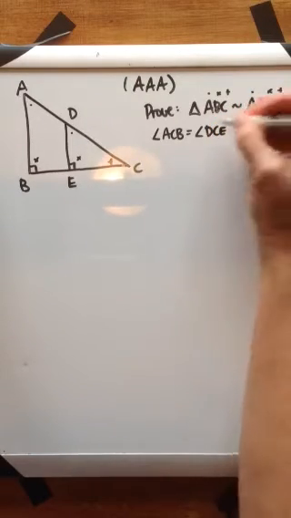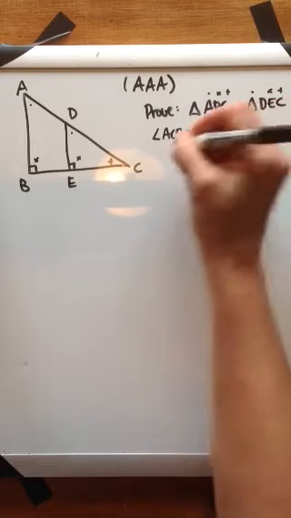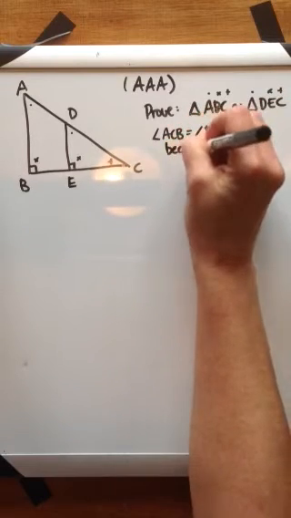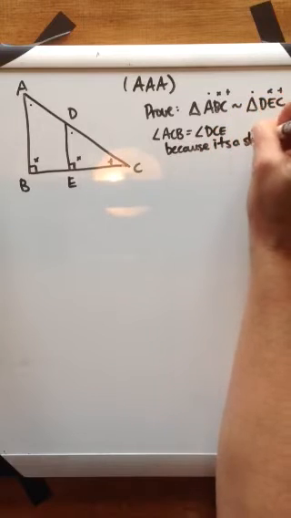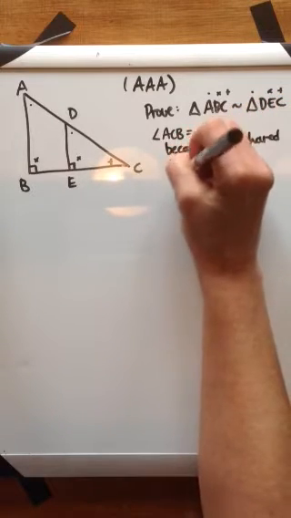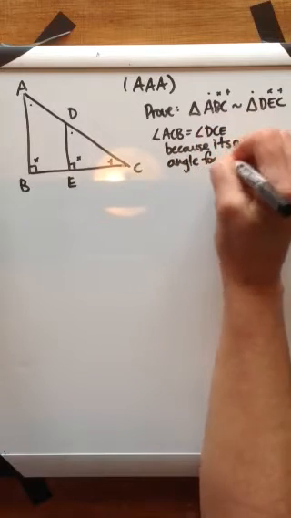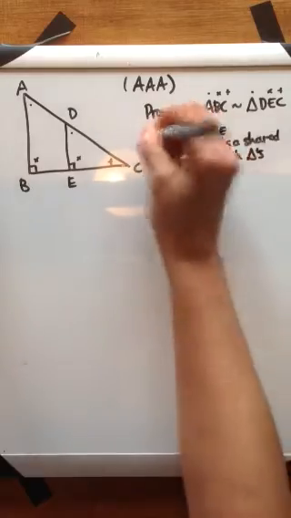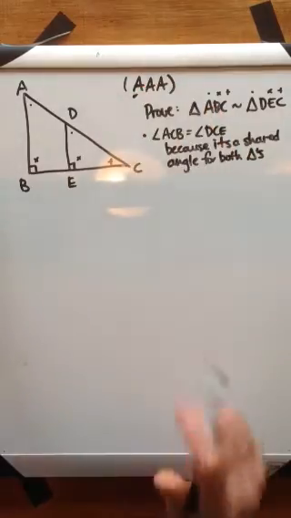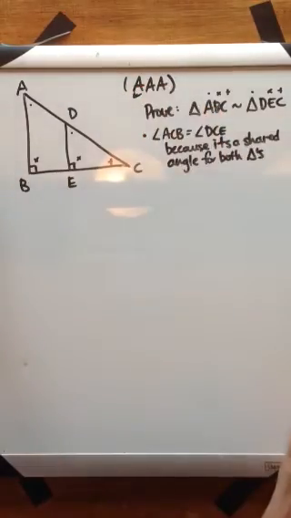And then I'm going to give a reason for why that's true. And I'm going to say it's because it's a shared angle for both triangles. Okay, so there, I've proved the first angle of these two triangles is identical.